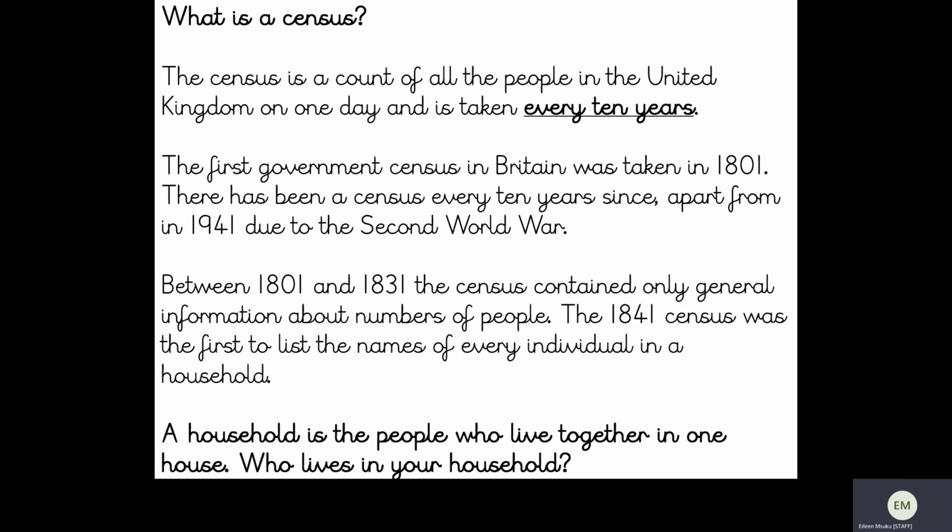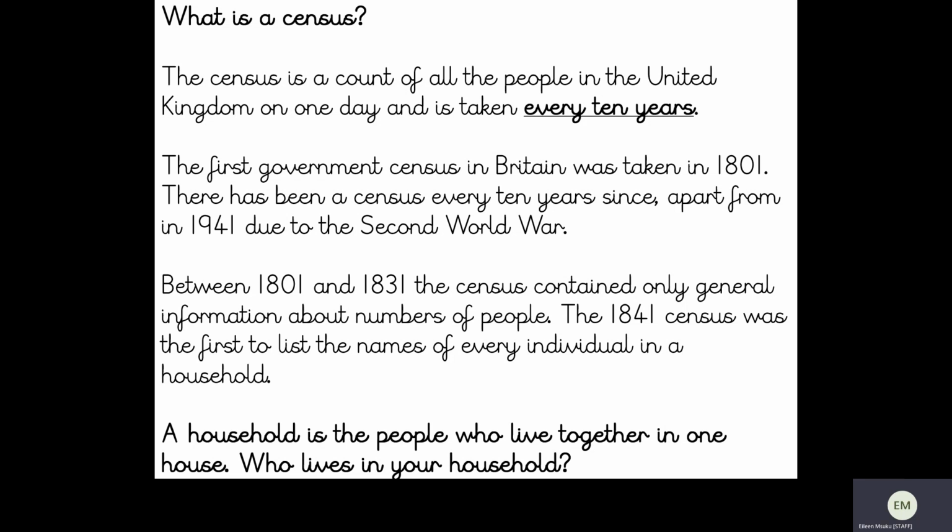So the first government census in Britain was taken in 1801. So that was 220 years ago. So that's a really long time when they first started doing these counts. And there has been a census every 10 years, apart from in 1941, due to the Second World War. So every 10 years they've been counting the people in the country, apart from that one time in 1941.